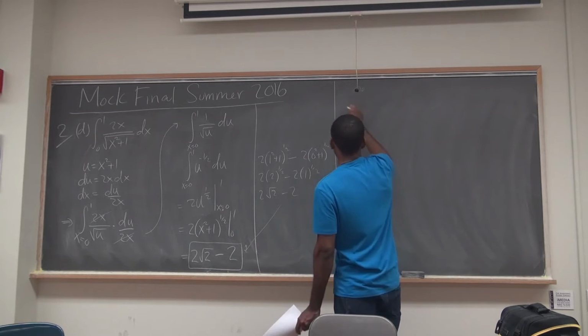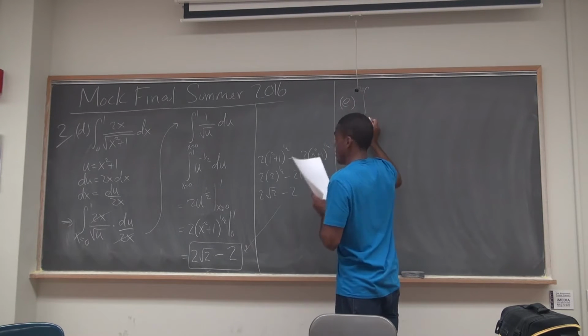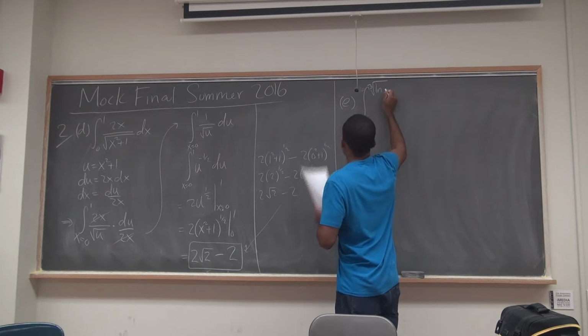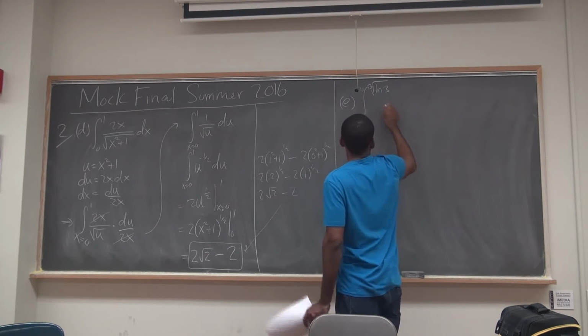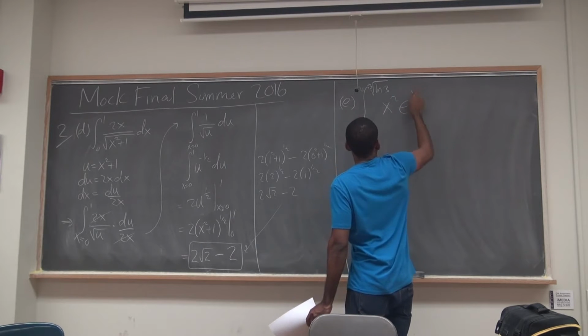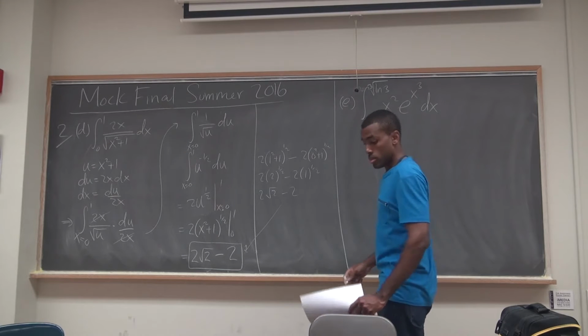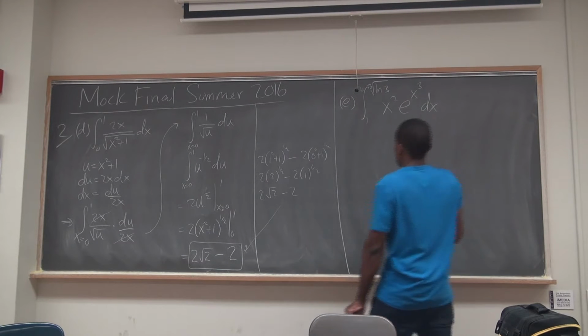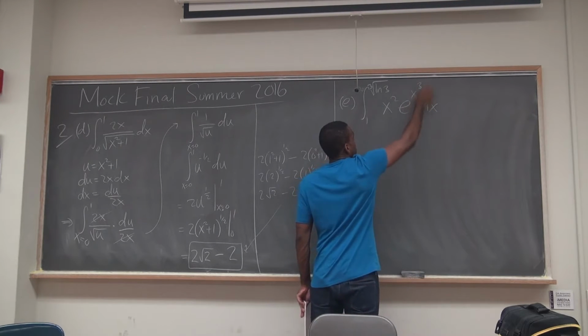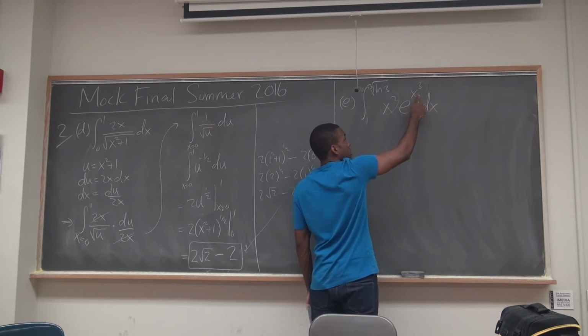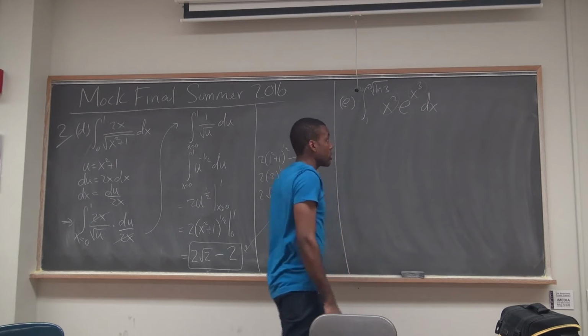Last one. Looks pretty scary. Panic. The integral is x squared e to the x cubed dx. So now, you notice there's an x cubed and an x squared, but if you differentiate this guy, you get an x squared factor there.